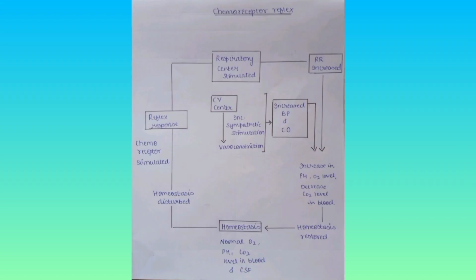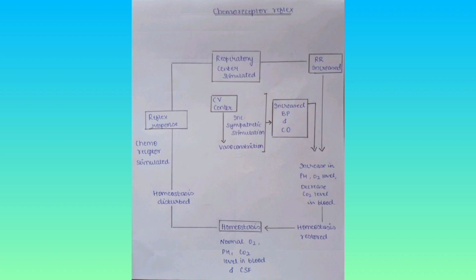Now let us understand what is the chemoreceptor reflex. The chemoreceptor is also a sensory receptor which is located very close to the baroreceptor. It responds to changes in the chemical composition of the blood. Let us begin with our flow chart.